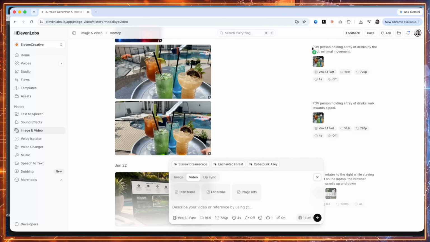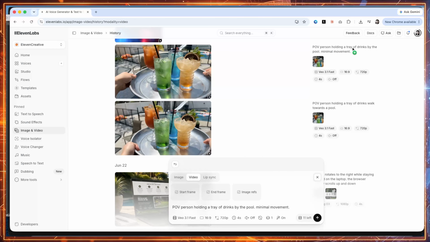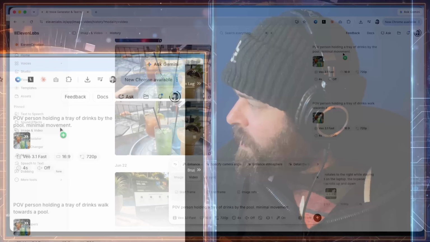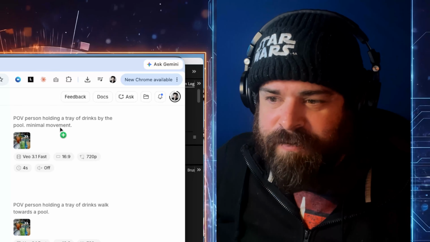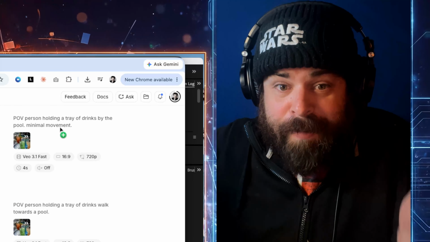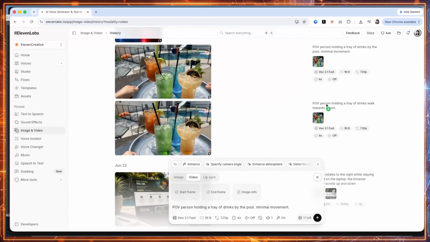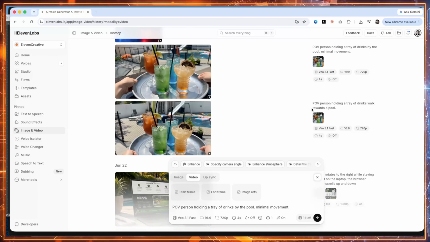And the prompt was pretty simple. POV, person holding a tray of drinks by the pool, minimal movement. That's probably why the second one, he didn't move. It just kind of went up and down with the tray because I said minimal movement. This one here said POV, person holding a tray of drinks walks towards the pool.